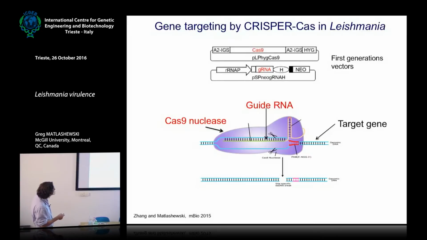So what Wen Wei did is he put a ribozyme at the end. A ribozyme is a self-splicing RNA. This one is from a hepatitis virus. When it is expressed, the RNA cuts itself. You don't need an enzyme to cut it. So using this ribozyme here, he was able to express guide RNAs of the correct size.